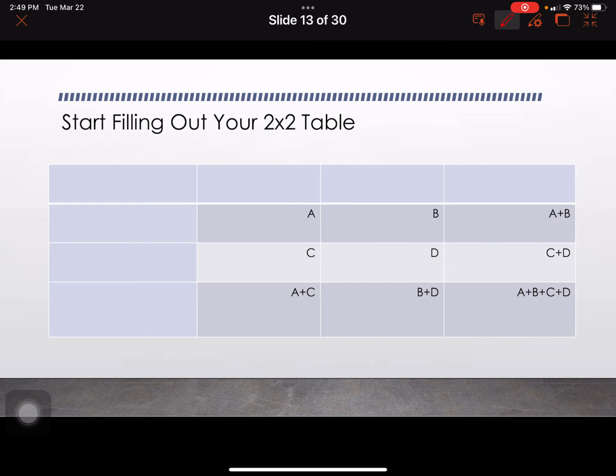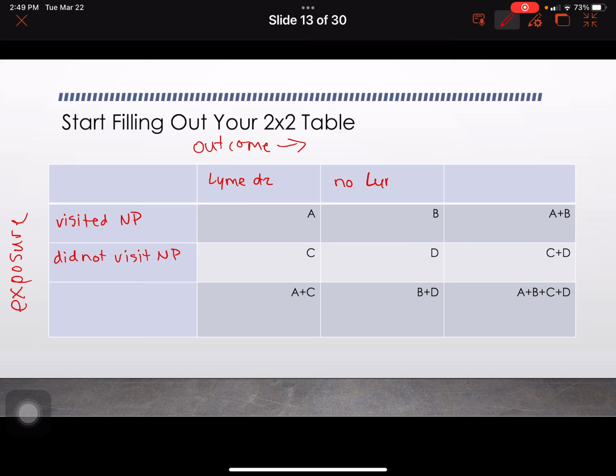Now for step 4, we begin filling out our 2x2 table with any info given. Remember, our exposure is going to be over here, and our outcome is going to be on the top. If you'll remember, our exposure of interest was visiting a national park in the West. So I'll just shorten that to visited NP, did not visit NP. And our outcome is Lyme disease. So we'll say Lyme disease, no Lyme disease.